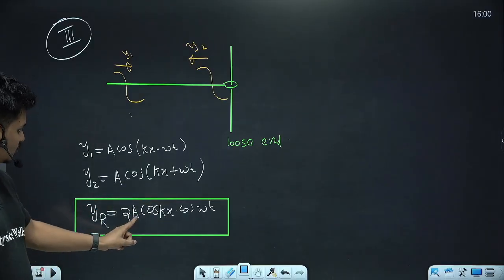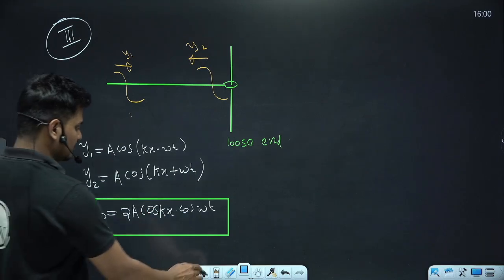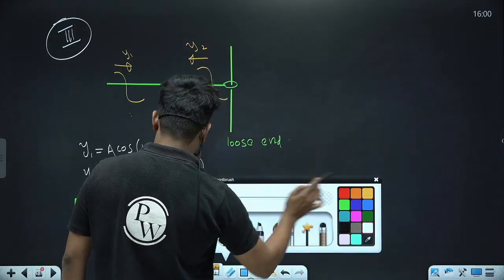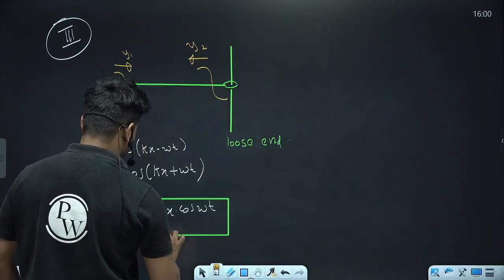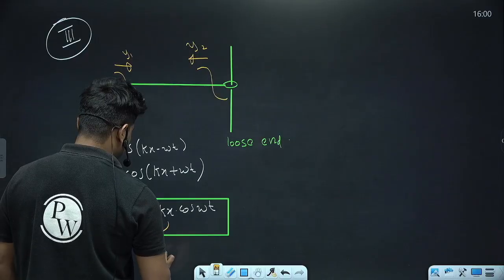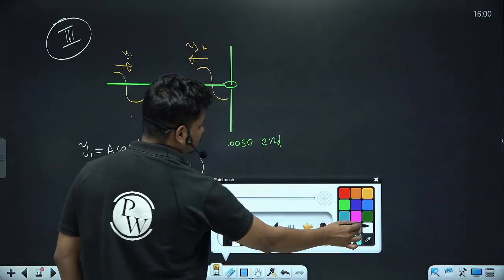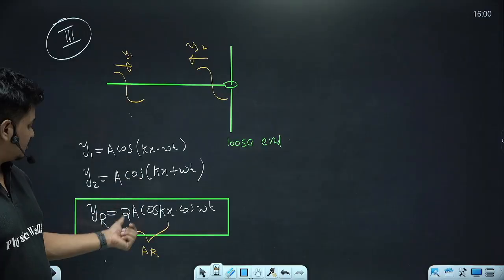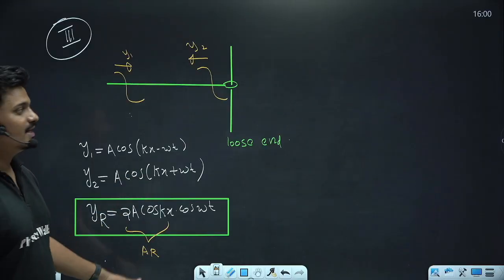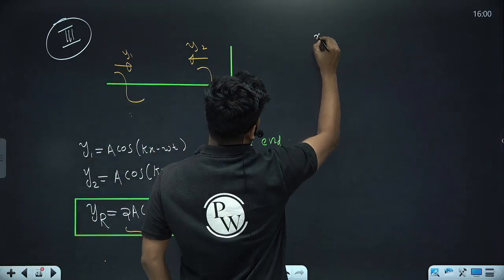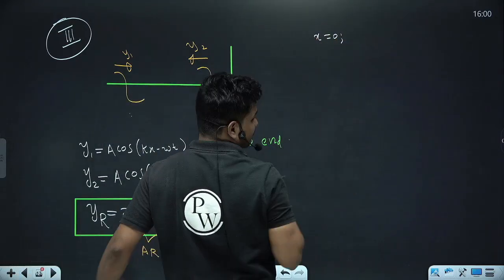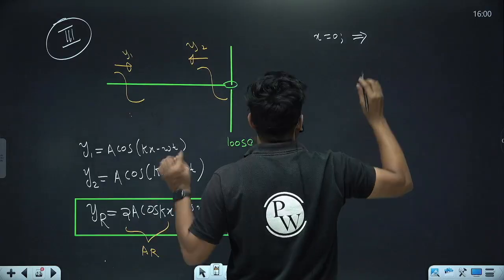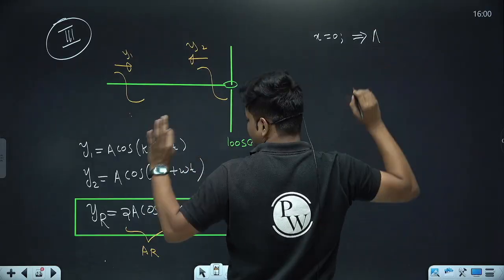And what is this one? 2a cos kx is the amplitude of this wave. This is the resultant amplitude. So when x is equal to 0, cos kx is 1, so the resultant amplitude is 2a. That means when x is equal to 0, the resultant amplitude is 2a, which is an antinodal point.